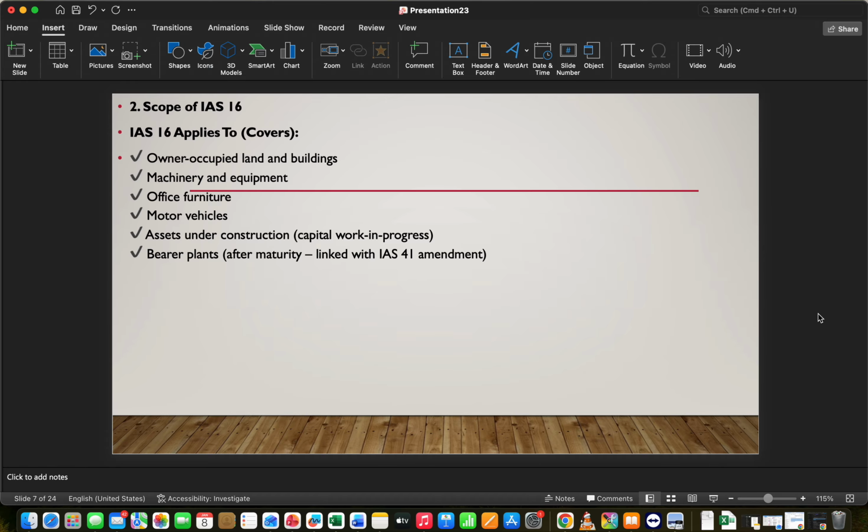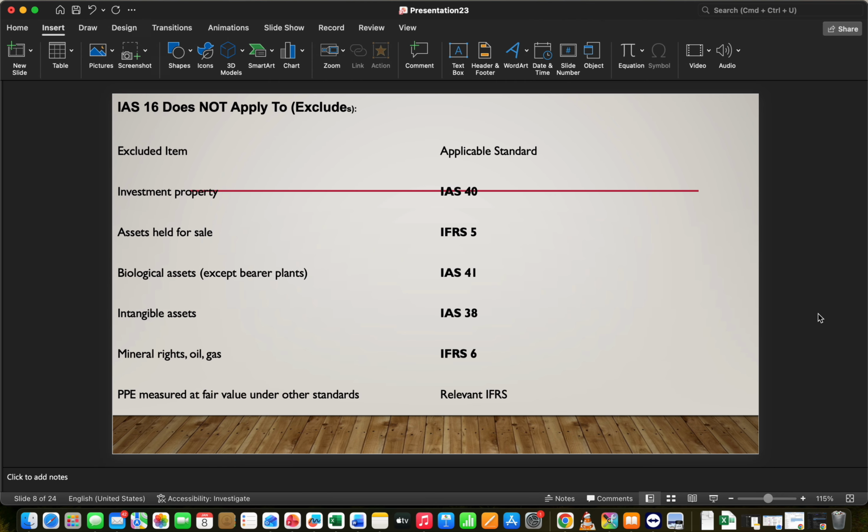So, what is the scope of IAS 16? Like, what does IAS 16 cover? IAS 16 covers owner occupied land and buildings, machinery and equipment, office furniture, motor vehicles, assets under construction, and bearer plants as well. Then, what does IAS 16 not apply to, like what does it exclude? The excluded items are below: investment property, assets held for sale, biological assets, intangible assets, minerals, and PPE measured at fair value under other standards. The standards we will apply are IAS 40, IFRS 5, IAS 41, IAS 38, and IFRS 6.